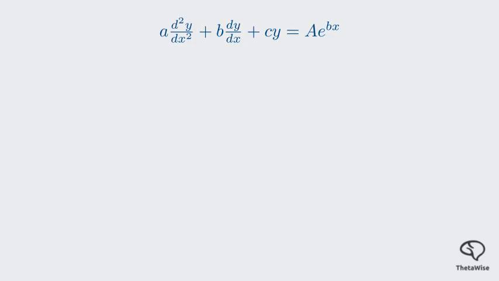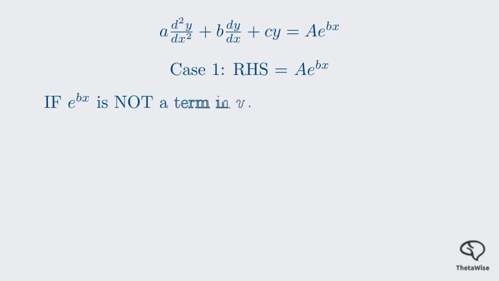Let's look at the rules for choosing yp when the right-hand side is an exponential. The general rule of thumb is to choose a particular solution that looks like the right-hand side. So, if the RHS is exponential, you might think to choose a particular solution that's also an exponential. You might assume yp equals c times e to the bx, where c is a constant we need to find. This works great, provided there's no overlap with the complementary function, yc. The rule is, if the exponential part of the right-hand side is not a part of the complementary function yc, then you choose yp to be c times e to the bx.